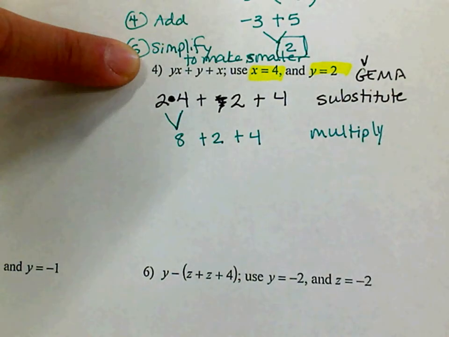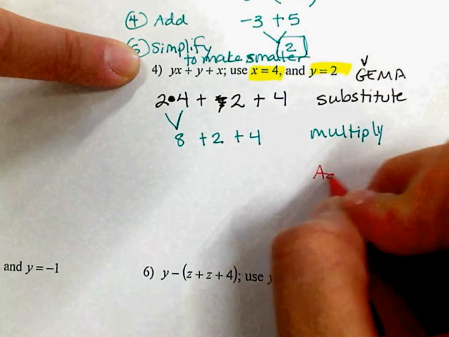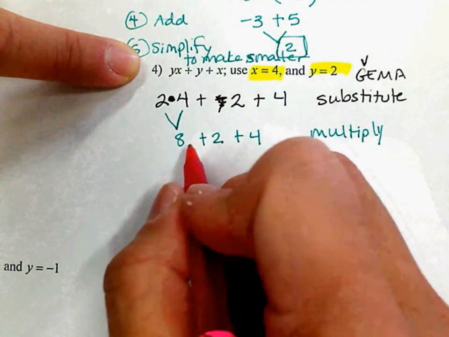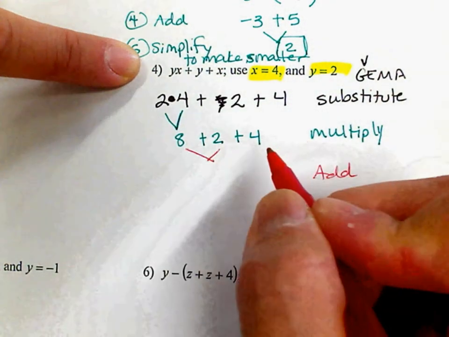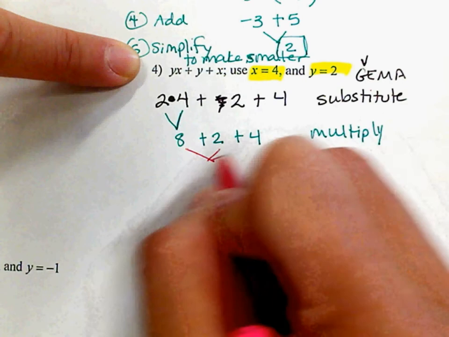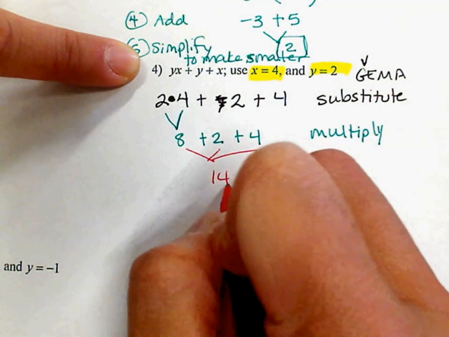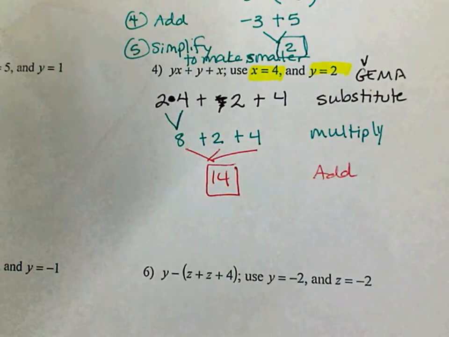Then the next step, all you have left is to add, right? What is 8 plus 2 plus 4? 14. And there you have your solution, just like that one. Good job. But you remember the order? You got to remember the order, okay? Any questions about that one?